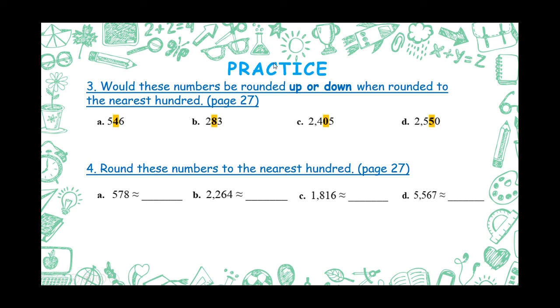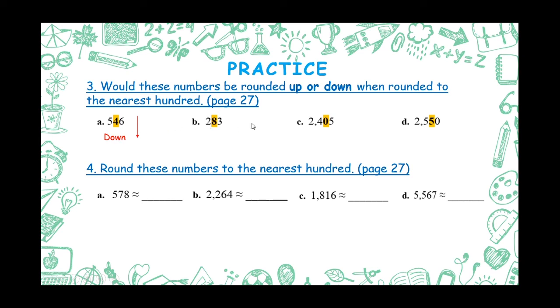Okay. Practice. Question 3. Would these numbers be rounded up or down when rounded to the nearest hundred? So we are on page 27 now. So A, how many tens do we have? 4. So do we round 4 up or down? Down. Well done.